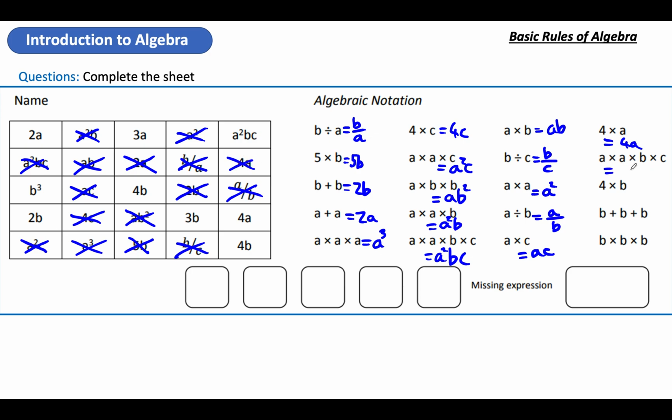Anyway, A times A is A squared. And then it's times by B. And then times by C. So we've got A squared BC, which we had down here as well. It's a repeated question, isn't it? So we've got, should be another A squared BC. There it is. 4 times by B is 4B. So here we go. Let's cross off the 4B.